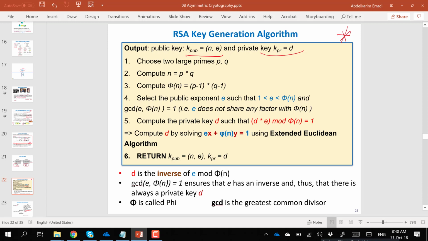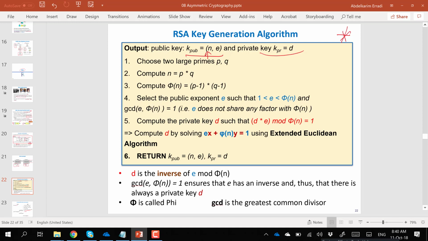So what is the first step of this algorithm? Choose two large prime numbers, P and Q. You know large prime numbers are divisible only by themselves and by one, not any other number. Second step, it's easy: compute N, which is P times Q. N is part of the public key. It's very simple, just the multiplication of both.